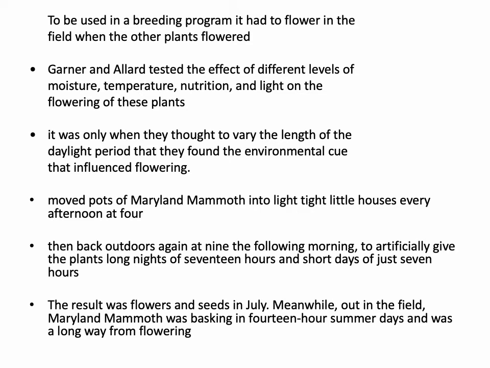They moved pots of Maryland Mammoth into a light-tight structure in the greenhouse every afternoon at 4 p.m. and then back outdoors again at 9 a.m. the following morning, to give it an artificial light regime of longer nights, 17 hours of darkness to be exact, and relatively short days of 7 hours of daylight. And it flowered. The result was flowers and seeds in July. Meanwhile, out in the field, the Maryland Mammoth they weren't manipulating was still basking in 14-hour summer days and was nowhere near flowering. So they found the key. It's day length.